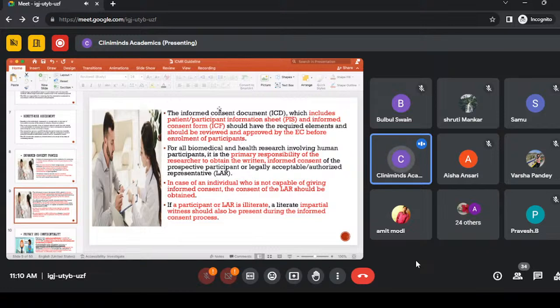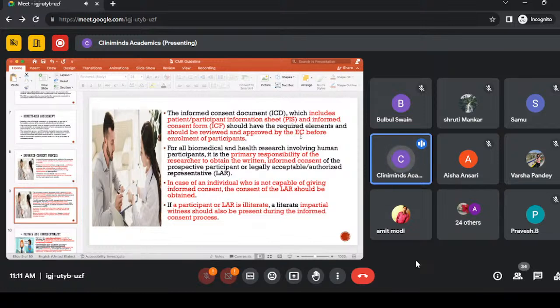And these informed consent documents need to be reviewed and approved by the ethics committee before we can use these documents for the purpose of the trial. Okay. These documents should be reviewed and approved by the ethics committee.